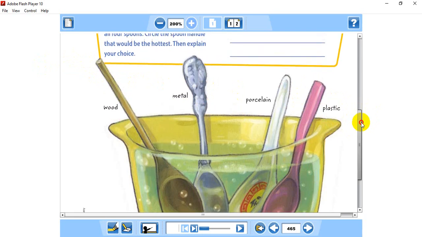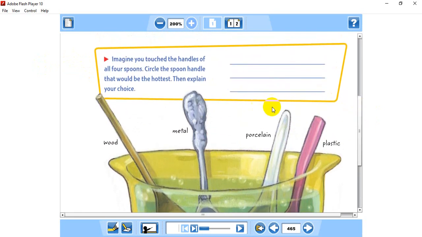Okay, let's start with the wood. The wood particles, you will find what? You will find the handle here warm, cool, or hot. Sure, you will find it warm. All of them, by the way, you will find warm. But which one is the hottest one? I think it is the middle.